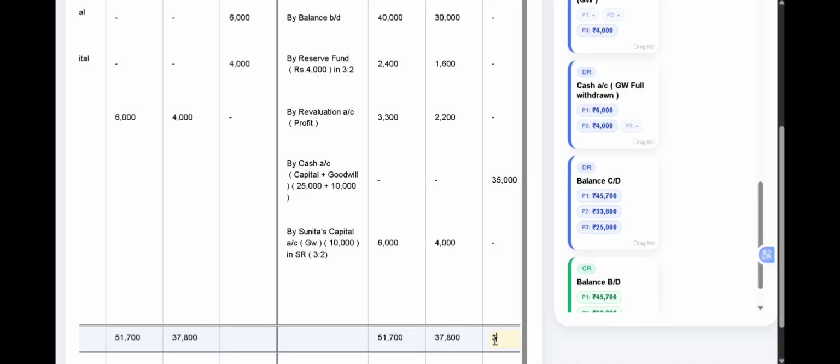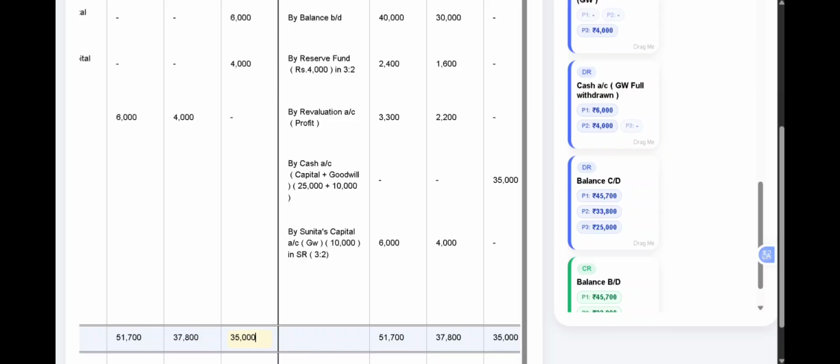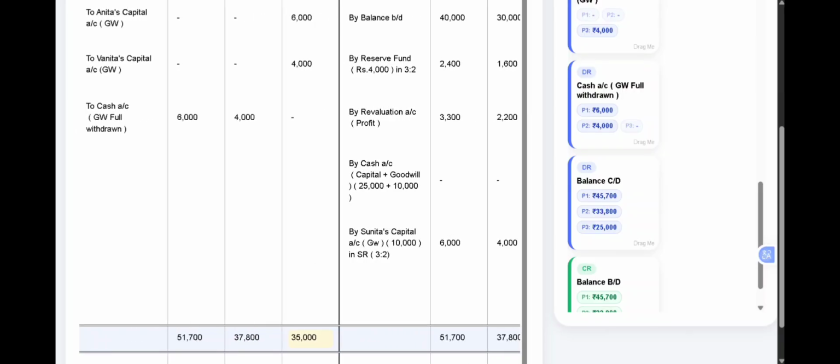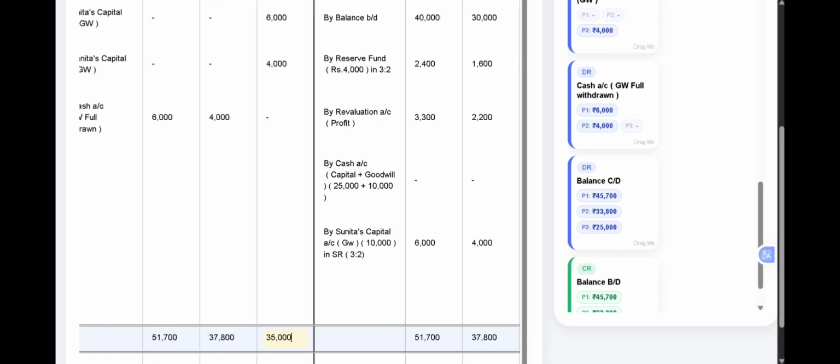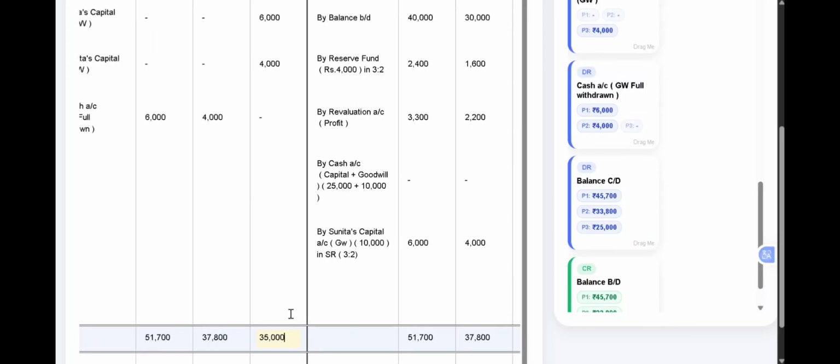So now find the balance. The debit side is lesser. So deduct 51,700 minus 6,000 for Anita, and 37,800 subtract 4,000 for Vanita, and 35,000 minus 10,000 for Sunita. So therefore the balance here will be written on the debit side to balance carried down.